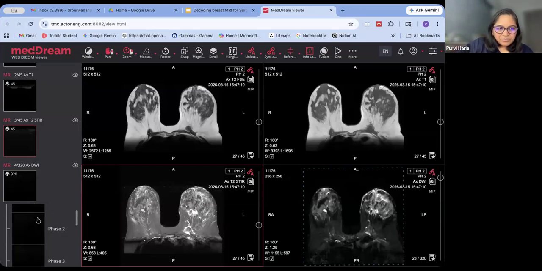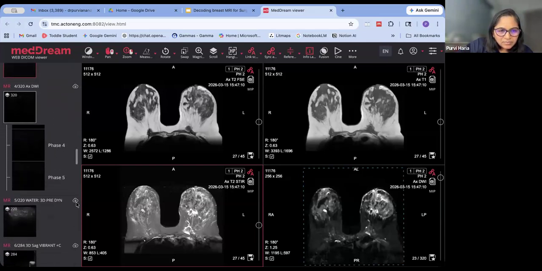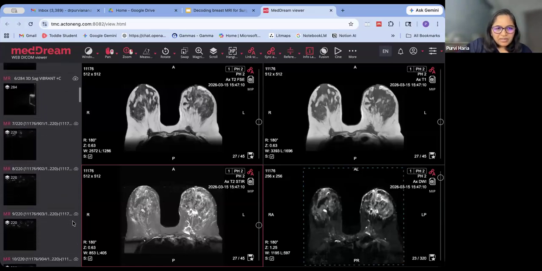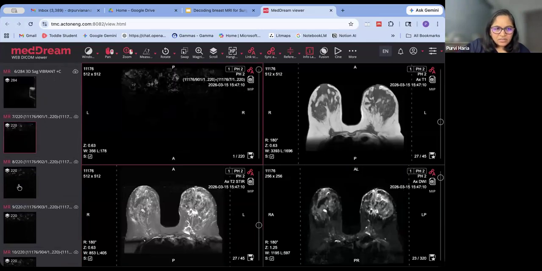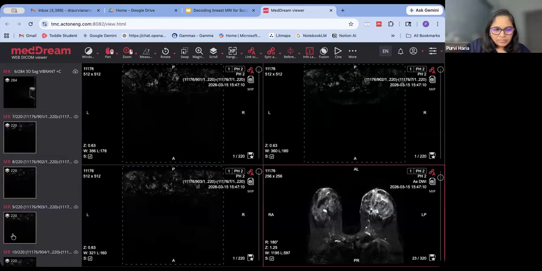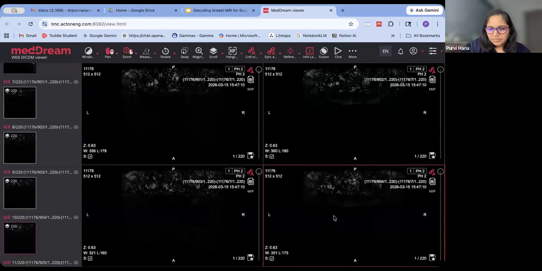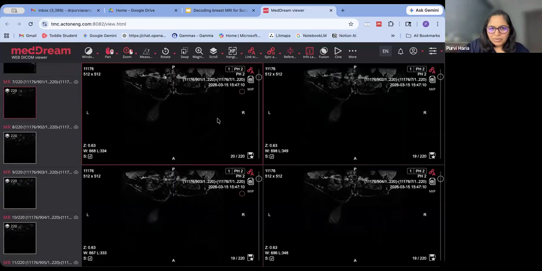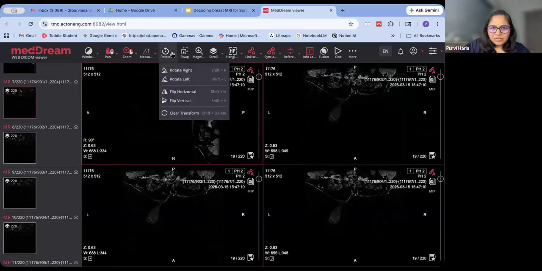Now let's see the contrast scan. I'm going to take these phases here. This is a routine dynamic phase. It takes a minute to download these images, but in that much time, I'm going to rotate.